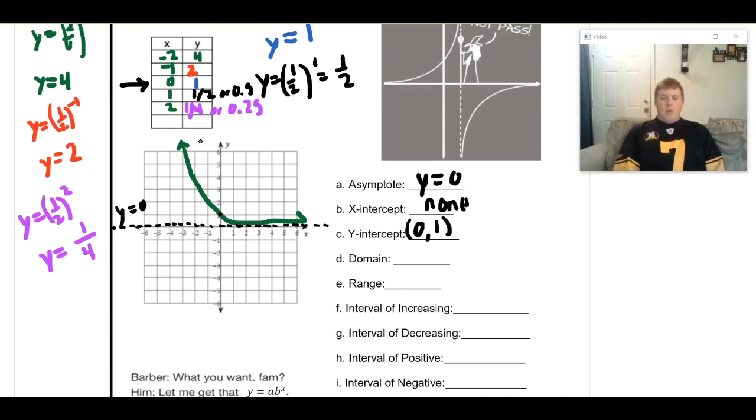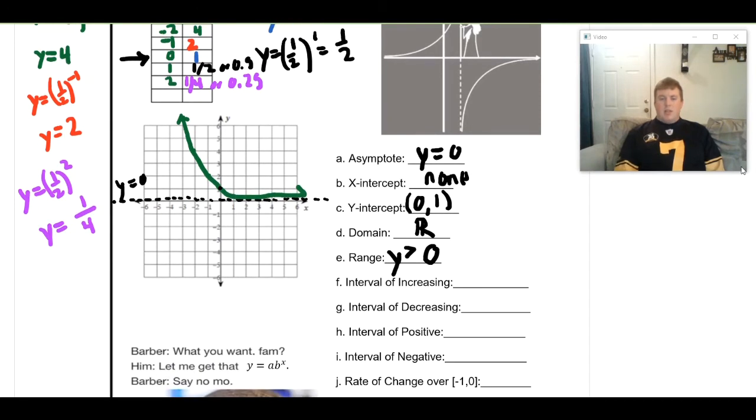Our domain, we do not have any restrictions on our exponential function, so our domain is going to be all real numbers. Our range is going to be based off our asymptote. Our asymptote is y equals 0, and we are looking for the values that are going to be above that asymptote. So we want y is greater than 0. Now, we're asked this time separately intervals of increasing and decreasing. That's a little bit different than the way we were asked last time.